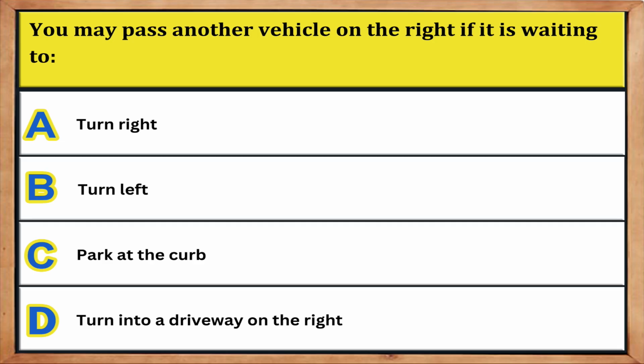Next question. You may pass another vehicle on the right if it is waiting to: A. Turn right. B. Turn left. C. Park at the curb. D. Turn into a driveway on the right. The correct answer is B. You may pass if the other car is waiting to turn left.